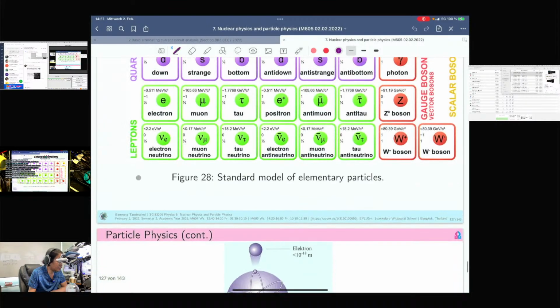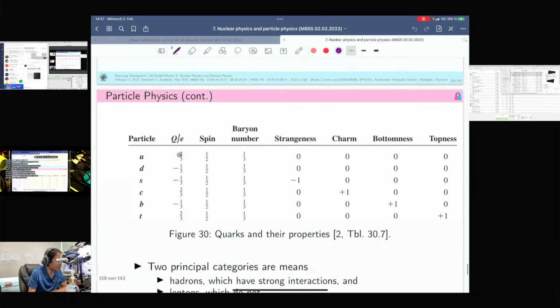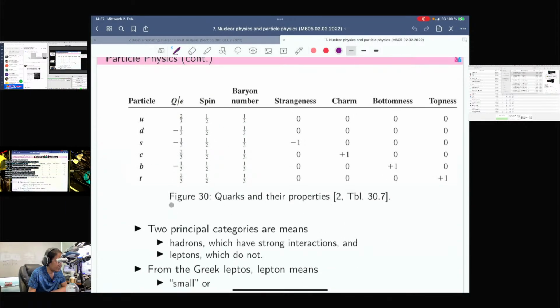Okay, now we move to the story about bigger particles, but before that, let's get into the detail of quarks. Of course, the up quark has a charge, compared to the electron, in terms of e, of positive 2/3, and spin number 1/2. All quarks, all fermions, have half spin, and the baryon number, you will see baryon later, is denoted by 1/3. All of these also have the baryon number.